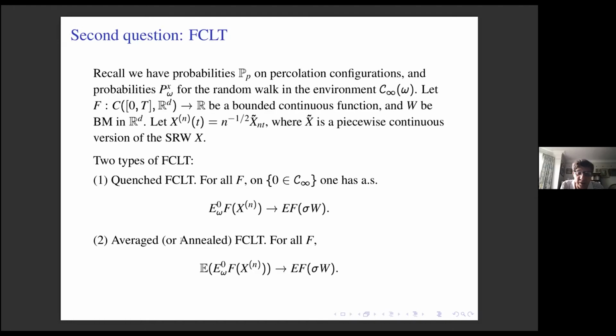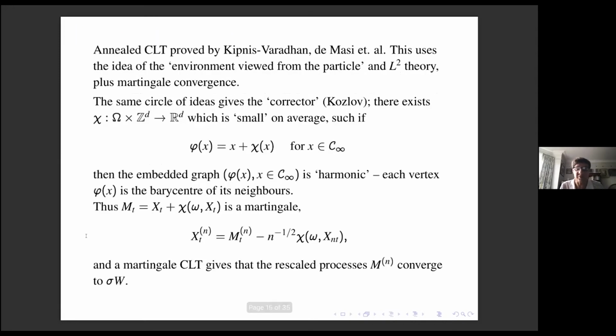So probabilists, here I'm using the word averaged. Probabilists often use the term annealed for this kind of result, but Chuck Newman told me that in the physics literature, when they use annealed, they have a slightly different sense. So even though it would require breaking many decades of habits, it would really be better if we call these averaged results rather than annealed results. But I'm breaking my rule in the very next slide by calling it an annealed CLT.